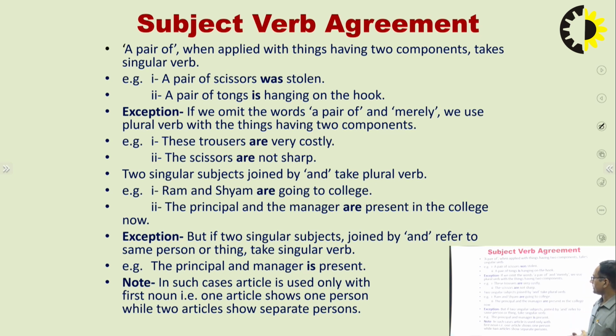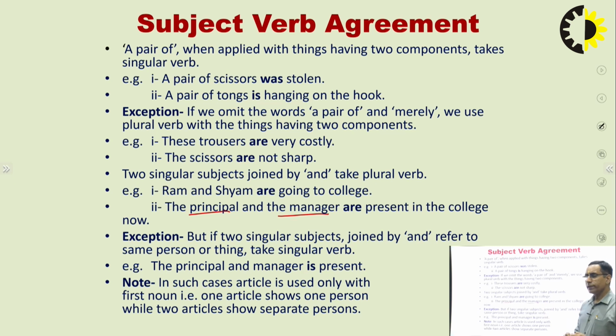Okay. The next rule is: two singular subjects joined by "and" take a plural verb. Very common rule. Whenever two singular words are added with "and," it becomes plural. Just now I gave some examples like "Ram and Shyam are going to college." Here Ram and Shyam are two persons. "The principal and the manager," again two persons, "are present in the college." So whenever two singular subjects are added with "and," they become plural.